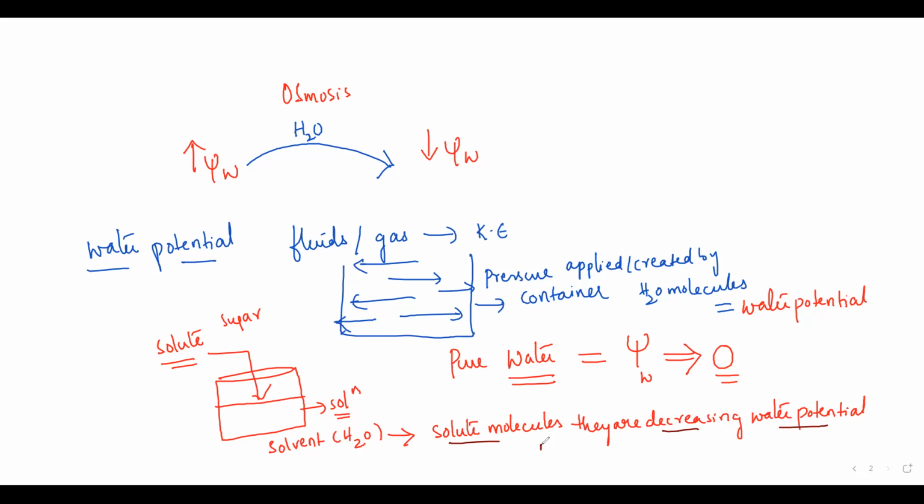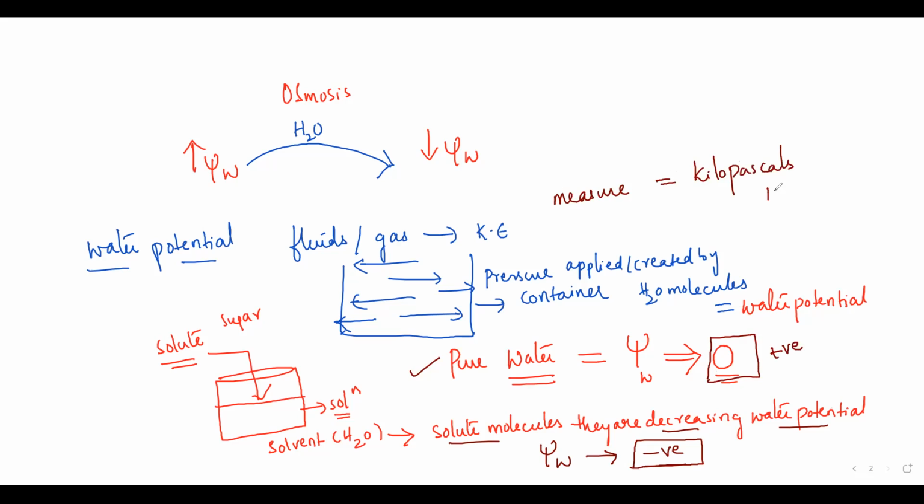So if the water potential decreases, children, which value is it going to move towards? Do you know? It is going to move towards a negative value. If you're adding a solute to the water, the water potential is going towards negative, and pure water has the greatest water potential, which is 0. You can measure the water potential in kilopascals. This is about the water potential.